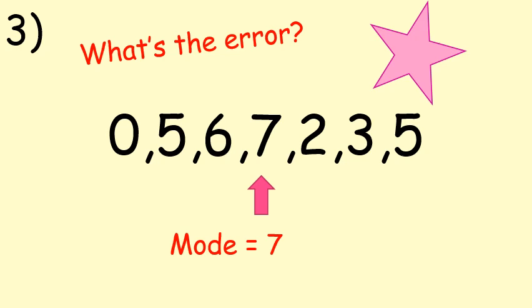And hopefully you've noticed that the mode is not 7, because 7 only appears once. If we look at our list, we've got 5 that appears twice, which is the mode for this particular data set.